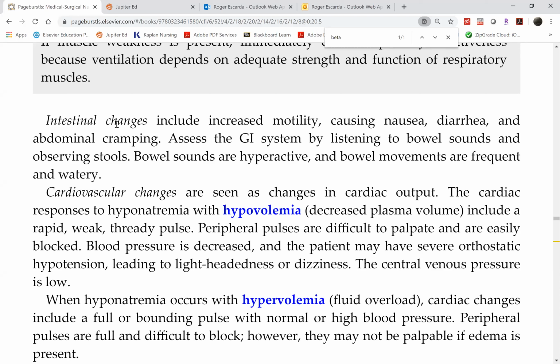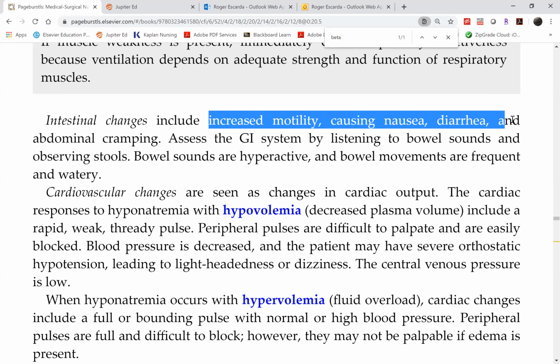So look at your intestinal function now. There is increased motility in the GI tract, causing nausea, diarrhea, and cramping. So you'll have increased stool because you have more hyperactive bowel sounds or peristaltic activity.